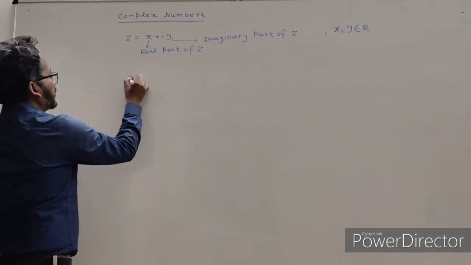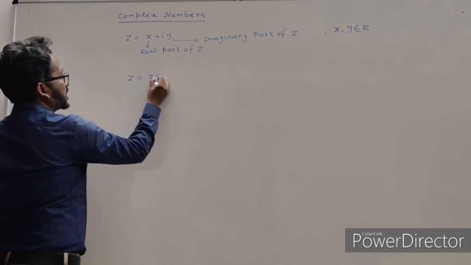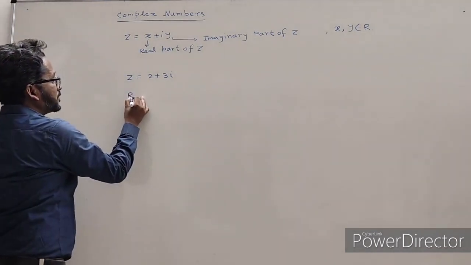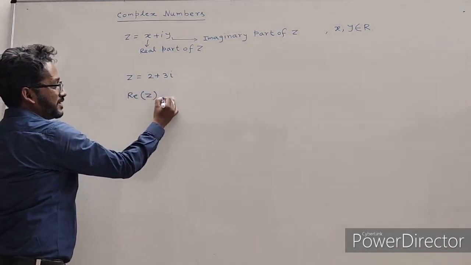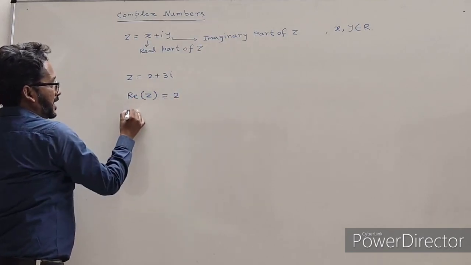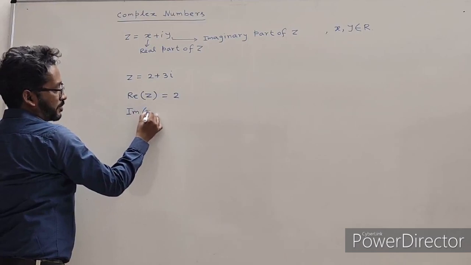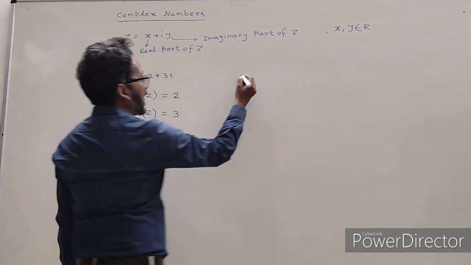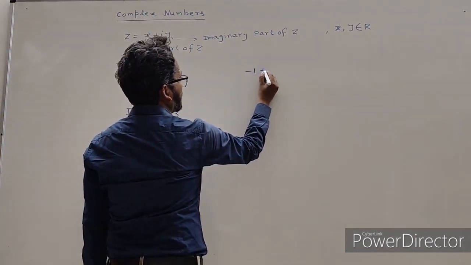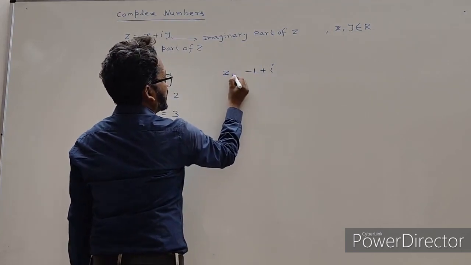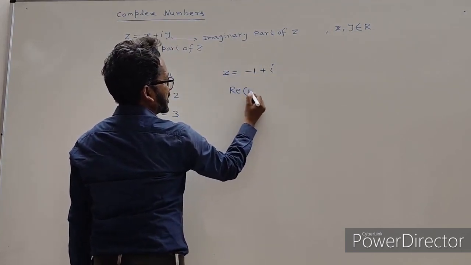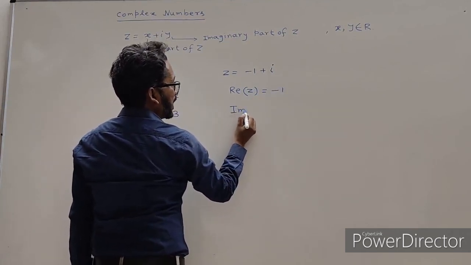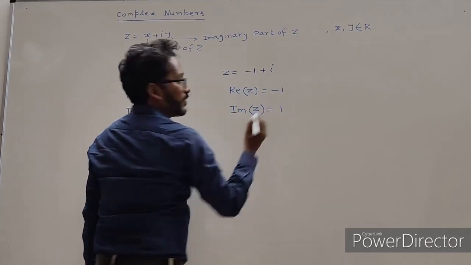For example, suppose we have z is 2 plus 3i. This must be a complex number. Here the real part of z, which is denoted by Re z, is 2, and the imaginary part of z, which is denoted by Im z, is 3. Similarly, if we have some number -1 plus i, then in this case the real part of z is -1 and the imaginary part of z is +1.